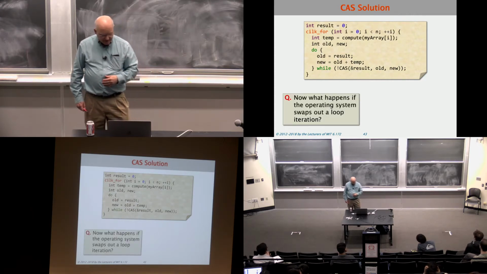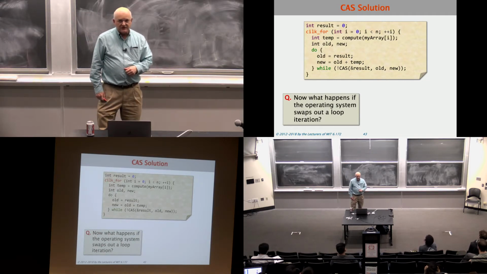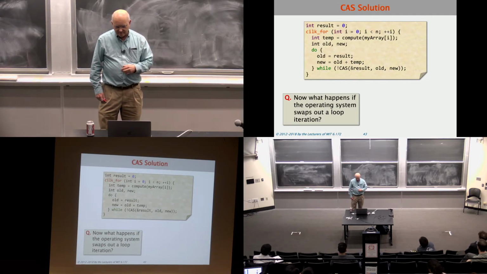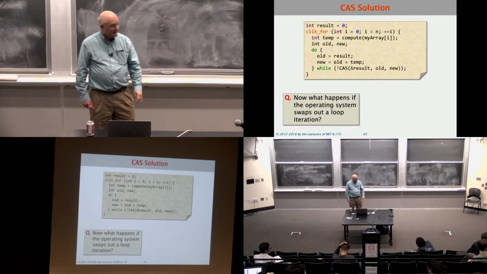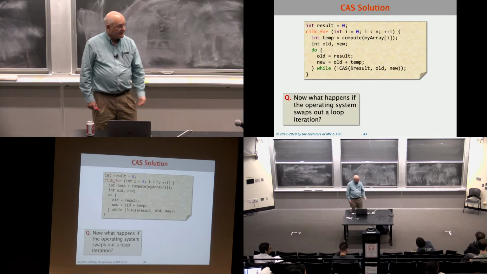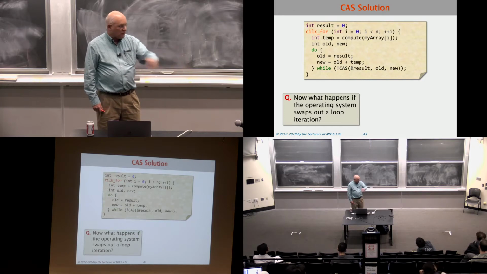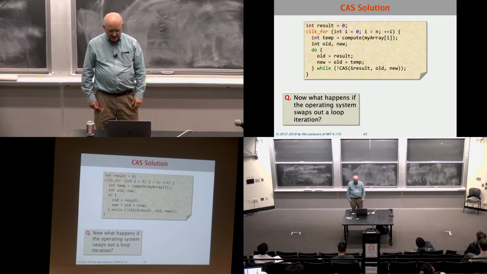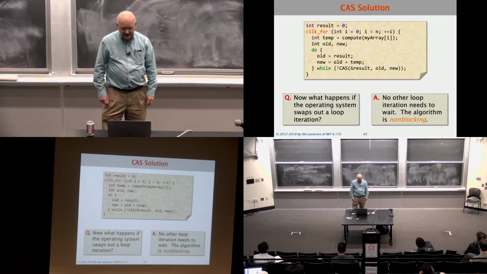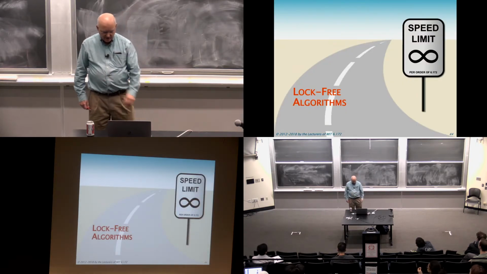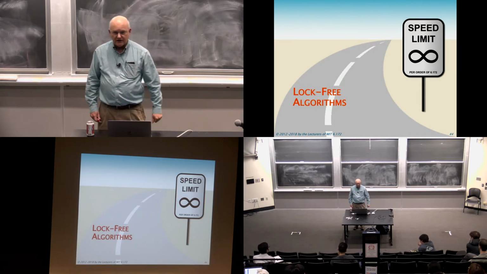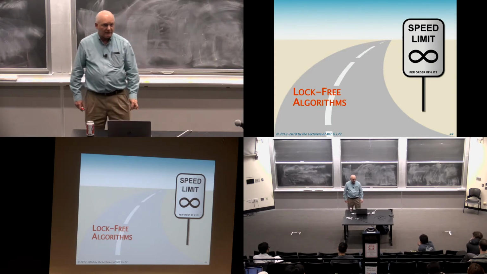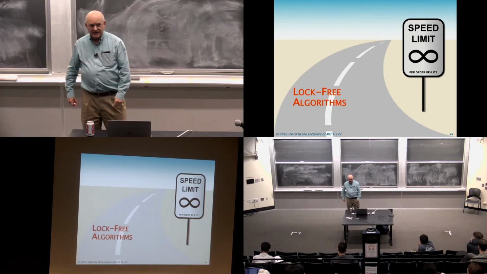Now what happens if the operating system swaps out a loop iteration? It's okay, because whenever this is put back on, the new value will be different. It'll ignore it, and all the other guys can just keep going. So that's one of the great advantages of lock-free algorithms. And I have in here several other lock-free algorithms. The thing you should pay attention to in here is what's called the ABA problem, which is an anomaly with compare and swap that you can get into.